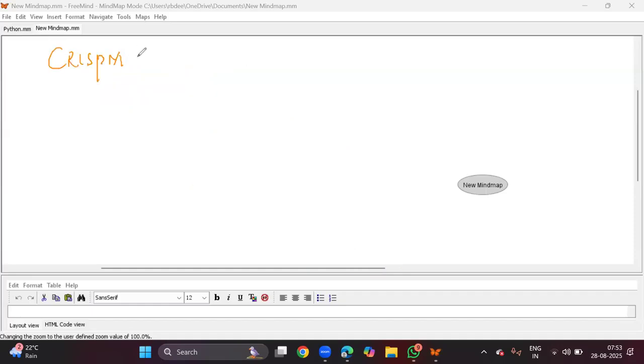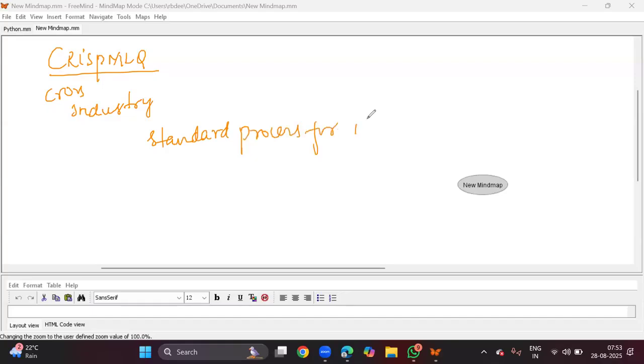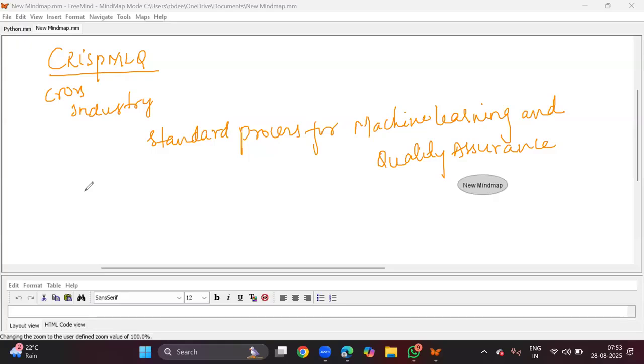This has given very, very good results, and this is nothing but cross industry standard process for machine learning and quality assurance. This is the full form of that. You have to learn this by heart. Moving forward, you will learn it, but this is a procedure.